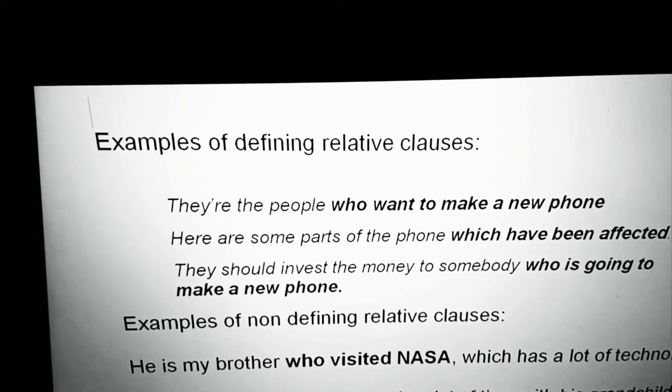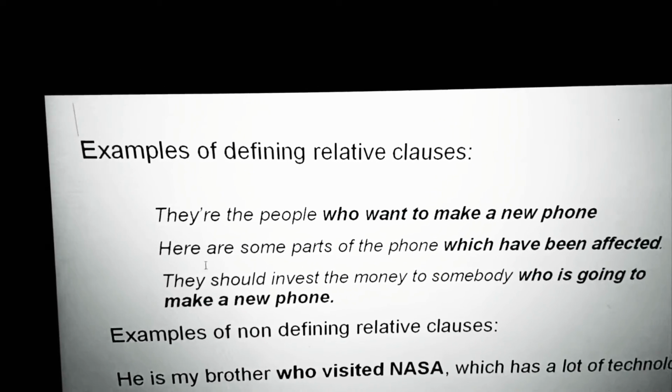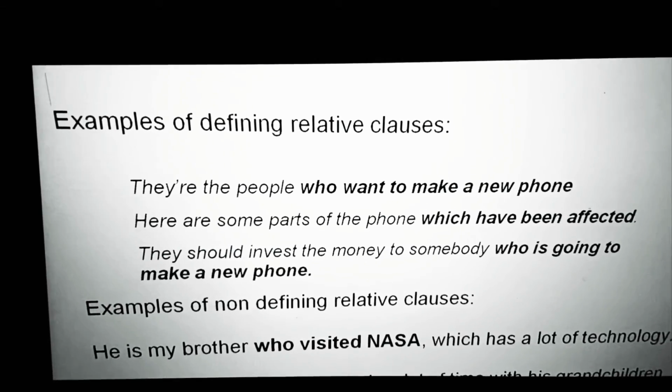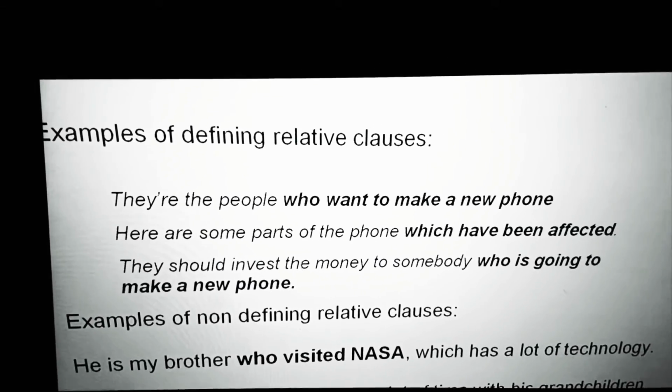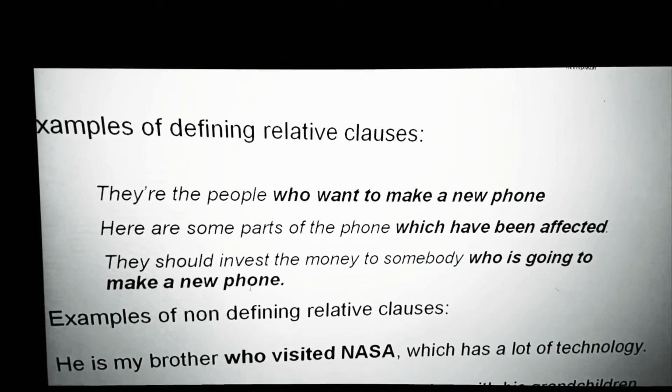They're the people who want to make a new phone. Here are some parts of the phone which have been affected. They should invest the money to somebody who is going to make a new phone.